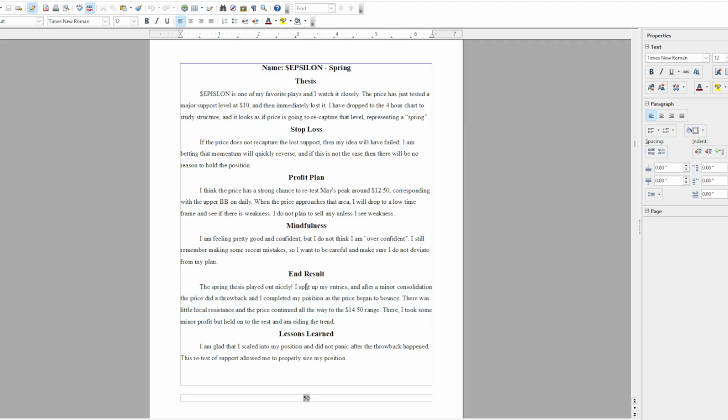So, split up the entries, essentially took a little bit right at the major level, maybe took a little bit more, as it looked to be recapturing it, and maybe even added to the position on the throwback or the bullish retest. So splitting up your entries is a very nice way to do it. You scale into your position. Originally planned to sell at $12.50, but there was really no resistance. And so this individual held the trade all the way to the $14.50 range and still is holding some. Sold a good amount, but still holding a position, relatively risk-free.